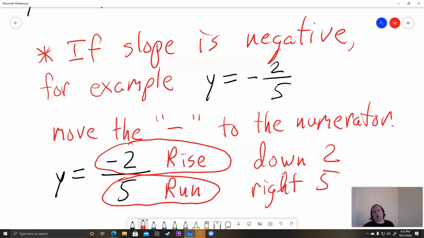So it doesn't actually show up on your homework, but I thought I would cover it just in case you were wondering how to deal with a negative slope. Okay.